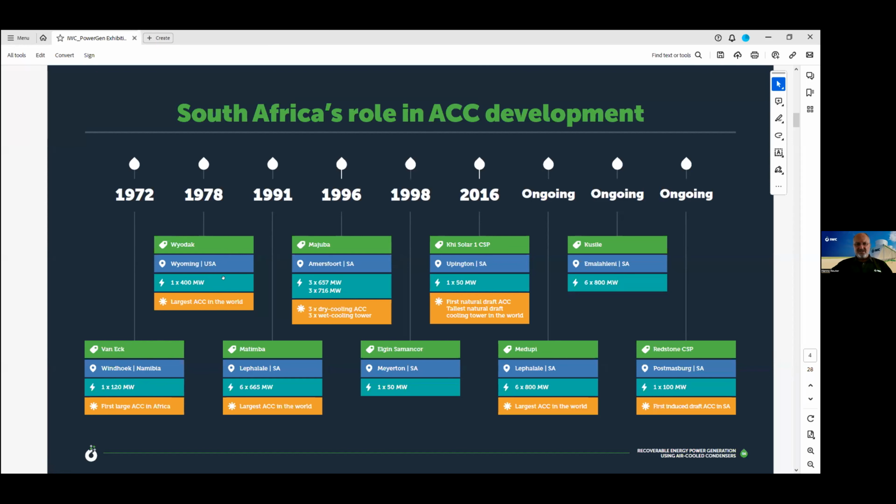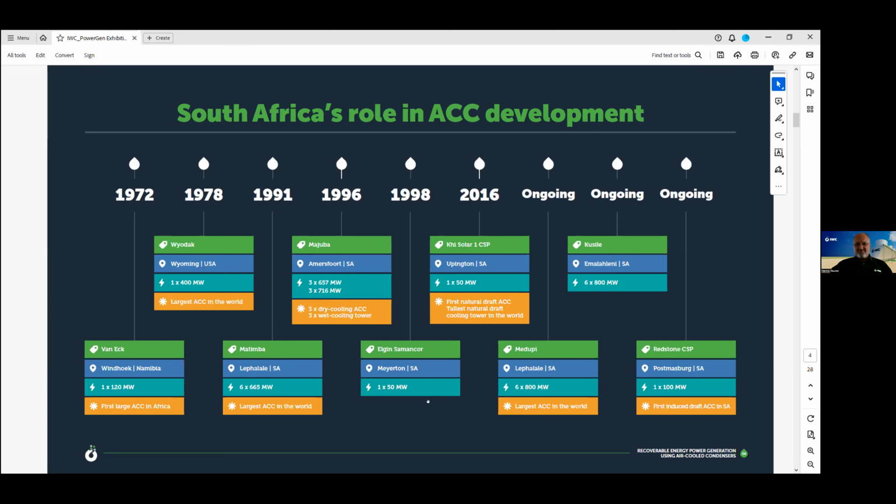And that remained the largest until the world record plant was built in Lephalale, Ellisras at the time, known as Matimba. So you see there's a jump from 400 megawatts to 6 times 665 megawatts. And this plant was considered to be an engineering feat. It was a wonder of the world almost, because it's really something special. I'll show you some pictures just now. Then Majuba followed closely after.